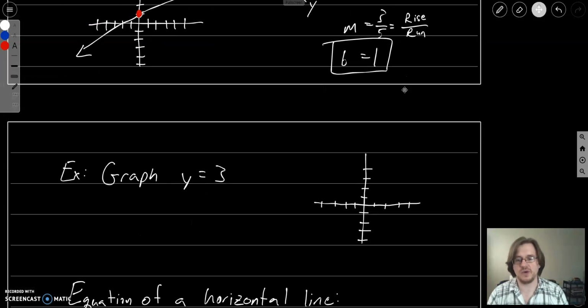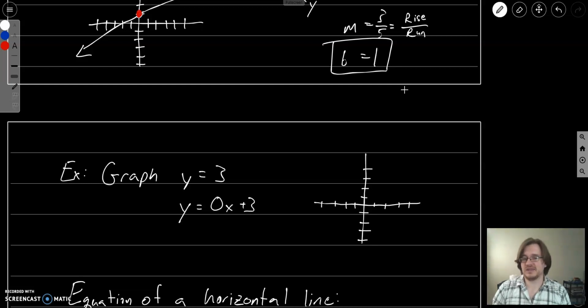So here we have y is equal to 3, and immediately when we look at this, we go, well, this isn't y equals mx plus b. There's no x. Well, it's just hiding. So one way to write this down would be y is equal to 0 times x plus 3. If I write 0 times x, well, 0 times anything is 0, so I could cancel this out. So this equation here is in fact in slope-intercept form.